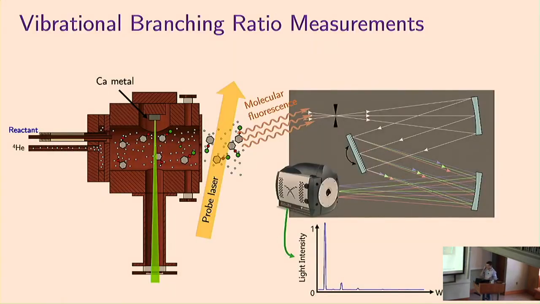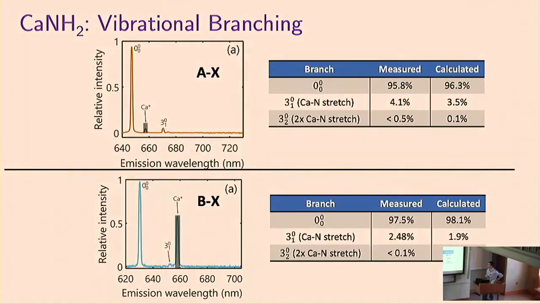So what we wanted to do was look at the vibrational branching ratios in CaNH2. We used a fairly simple setup. We had a buffer gas cell where we flowed in helium buffer gas as well as ammonia, reacted that with calcium that was formed in our ablation plume, and then looked at the dispersed fluorescence, basically collected the fluorescence from the molecules, dispersed the wavelengths, and built up a map of the fluorescence intensity as a function of the fluorescence wavelength. So this is a direct measurement of the vibrational branching ratios.